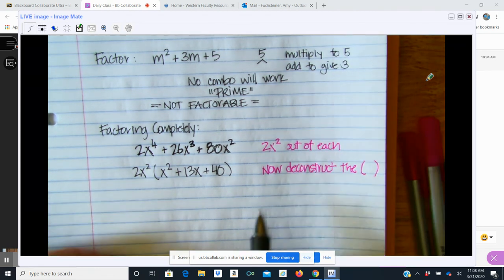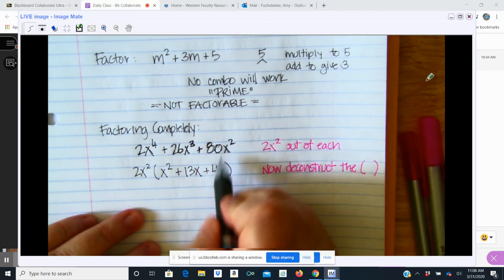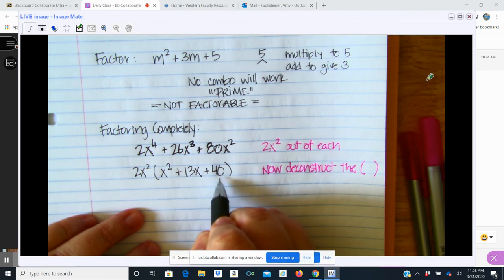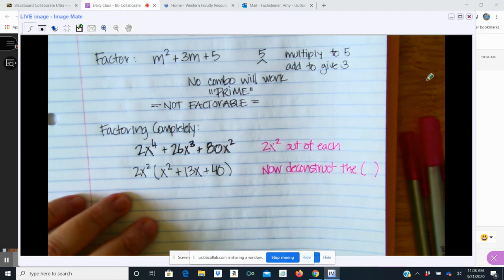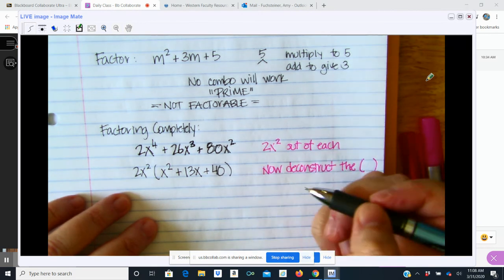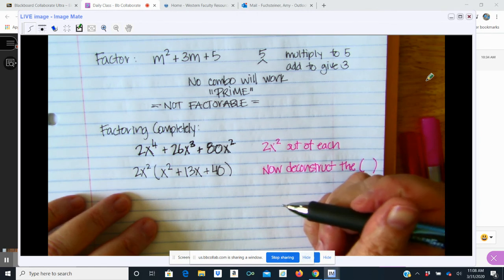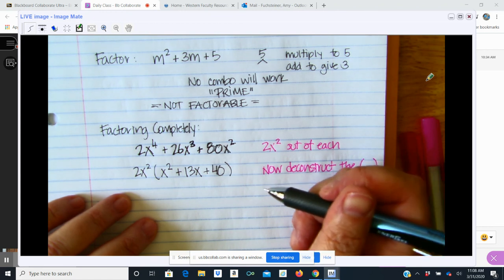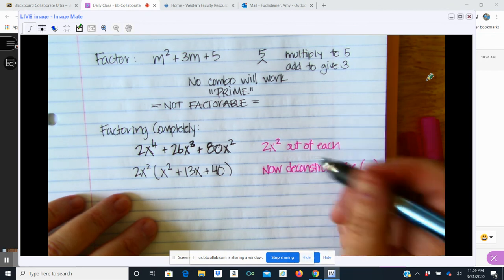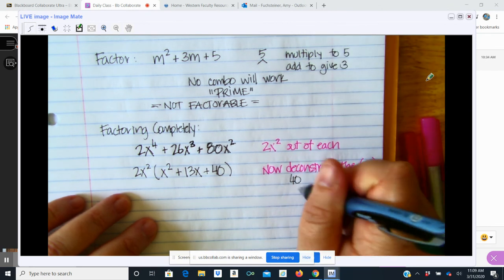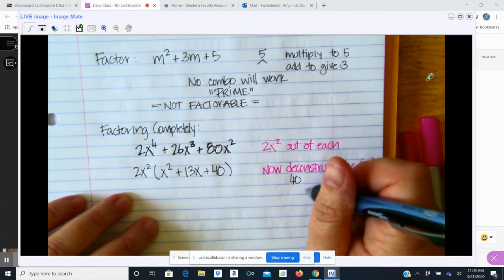Now we can see if we can deconstruct what's in the parentheses. So, what two numbers will add to give us 40? I'm sorry, will multiply to give us 40, but add to give us 13. 10 times 3 is 30, not 40. There you go.